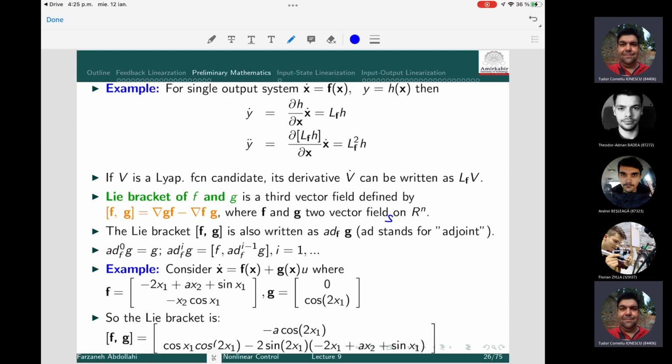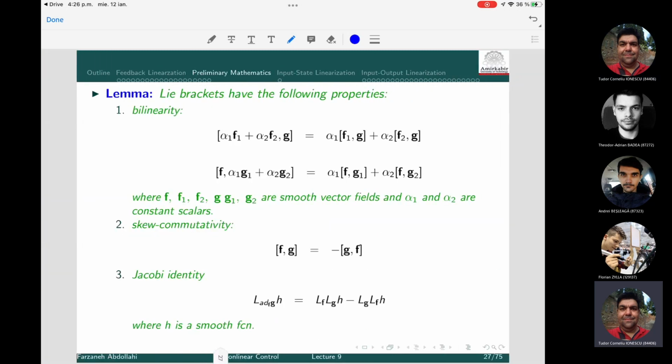And why is this done? So we can easily write the Lie bracket i times. So this is the Lie bracket between f and ad_f^(i-1) g, for i equal to 1 and so on. Now we have an example. We consider this simple nonlinear system where f is this and g is this. The Lie bracket is this one. It's also a vector field, as you can see.